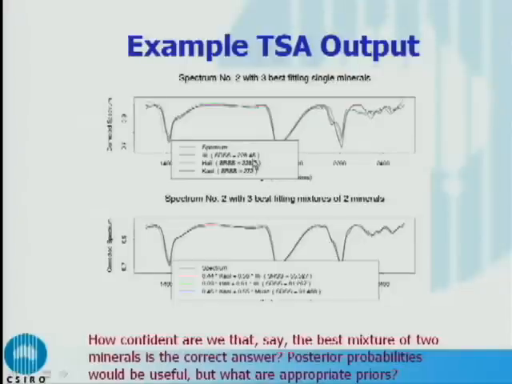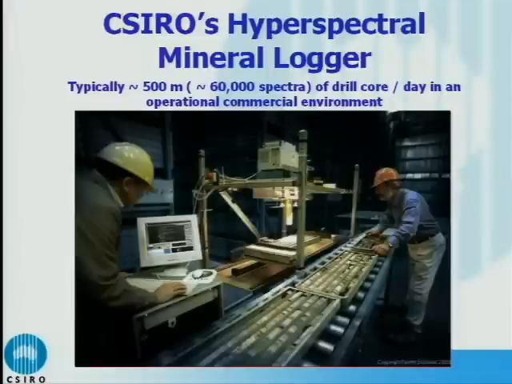And you've got a score called the standardized residual sum of squares, and it's gone from 228 to 55, which is a highly significant change. You know, our threshold for the ratio is 1.3. Okay, so it's a very significant thing. But one of the questions that we're grappling with is how confident are we that, say, the best mixture of 2 minerals is the correct answer? Posterior probabilities will be useful, but what are appropriate priors? Okay, so where have we gone with this?